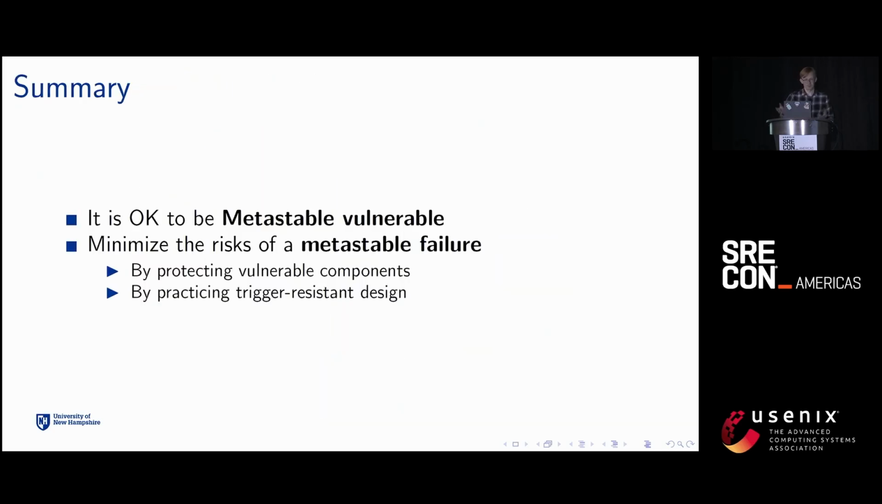And so luckily I got to the end of my talk, right? And I just want to reiterate one more time. It's okay to be metastable vulnerable, right? But we want to minimize the risks of going from that vulnerable state to the failed state, right? And we do so by protecting the vulnerable components and by practicing trigger-resistant design or trigger-resistant architecture.